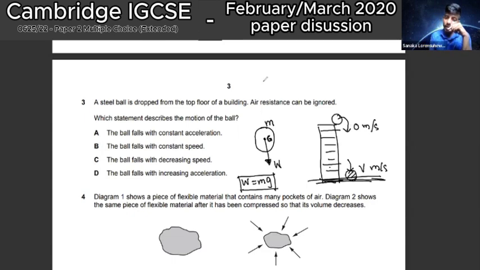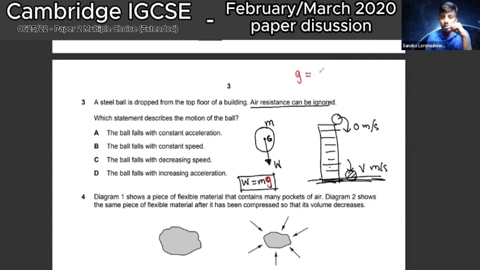They told us that air resistance can be ignored. Air resistance can be ignored. Then the only thing is the weight. The only force is the weight. Weight is equal to mg, mass times gravitational acceleration. That is the acceleration, g, the gravitational acceleration. Does the gravitational acceleration vary? No, it does not vary in our situation. Then g is constant.